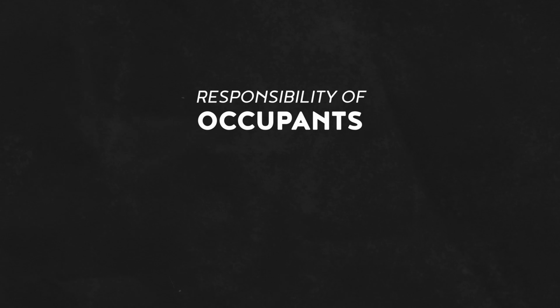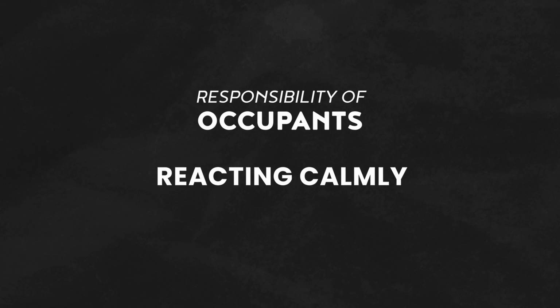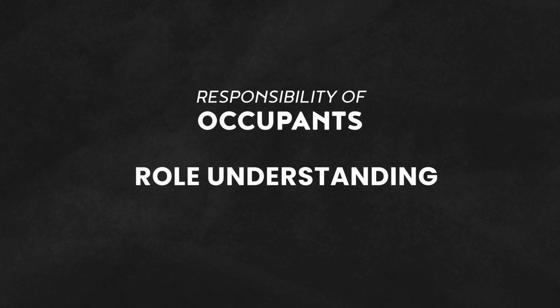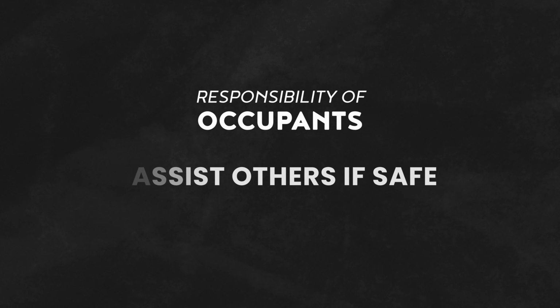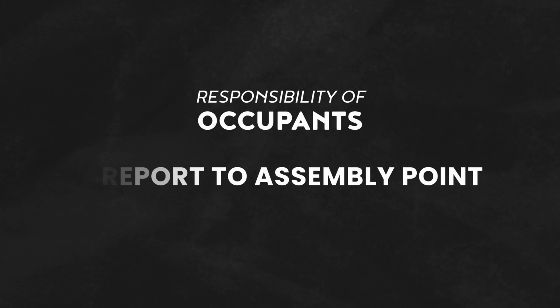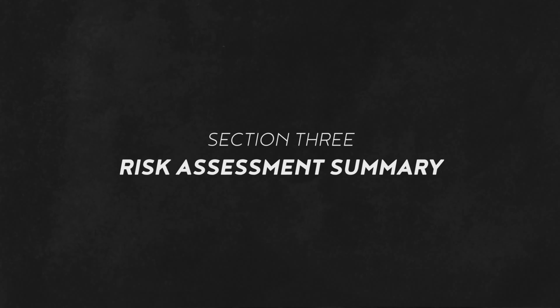Occupants are responsible for knowing this SOP, reacting calmly to the alarm, evacuating orderly, assisting others if safe, and reporting to their assembly points. And lastly, our safety officers assist with SOP development, provide guidance, and conduct inspections, all while investigating incidents as well. Let's move on to Section 3, the Risk Assessment Summary. This section meticulously identifies potential hazards and assesses associated risks, implementing necessary control measures.